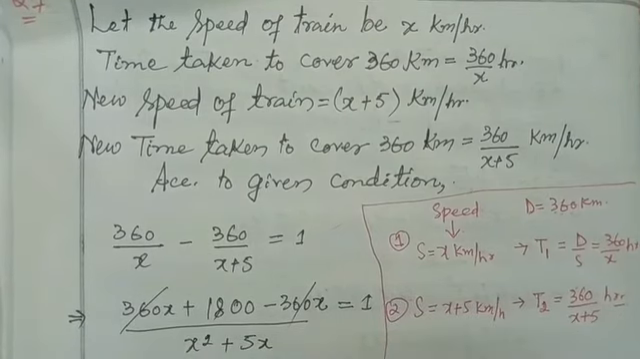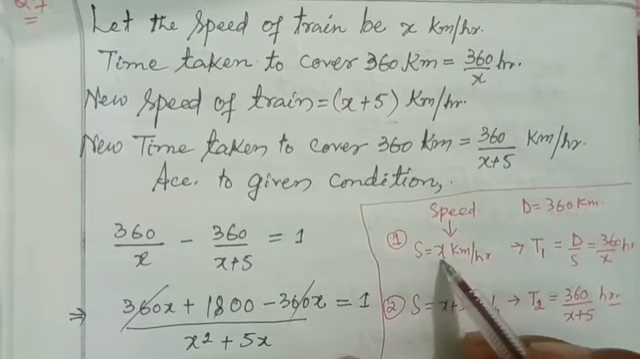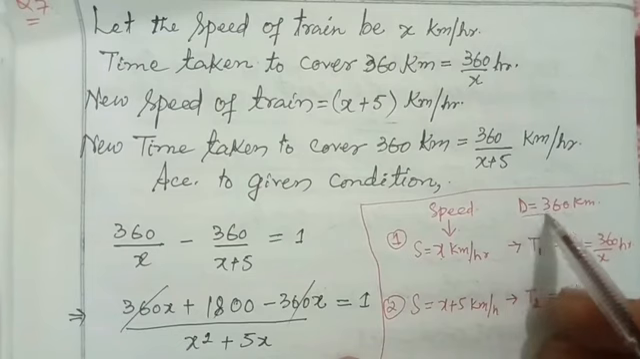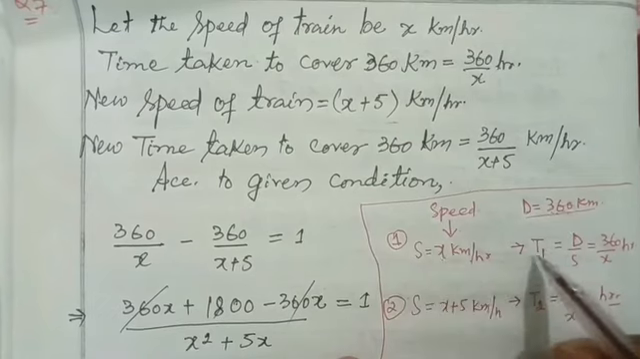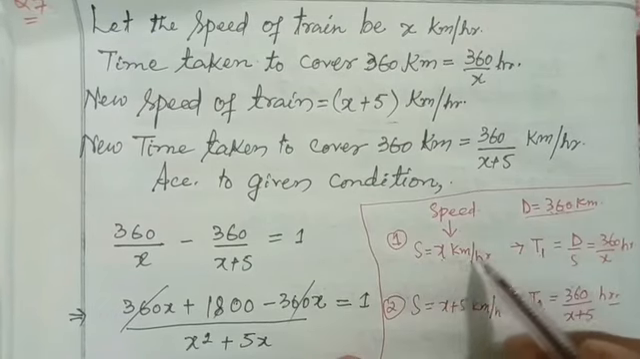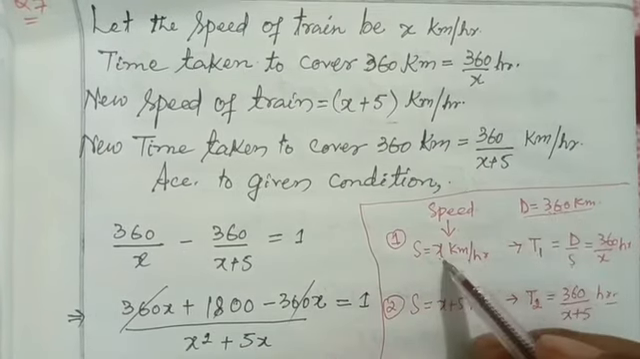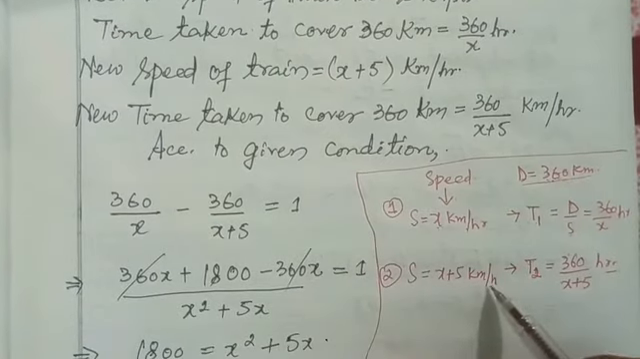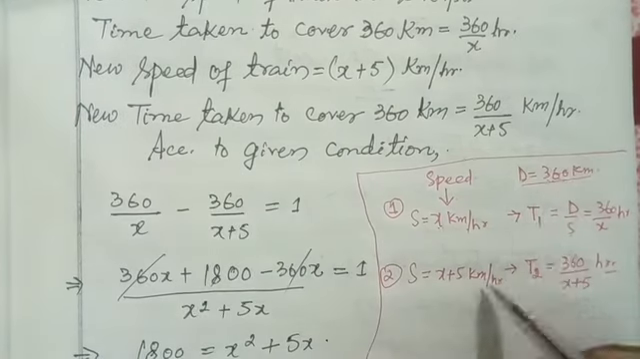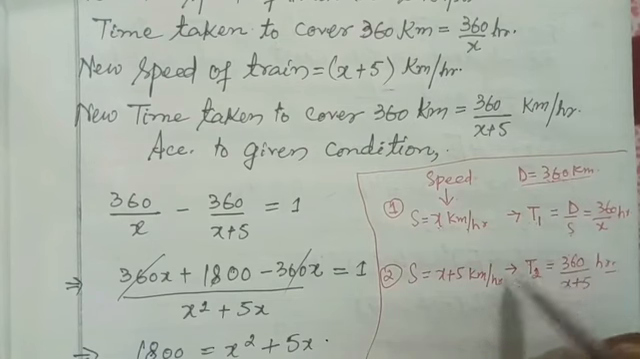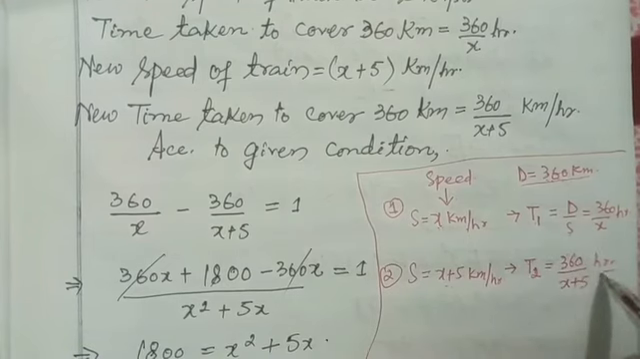Understand, there are two conditions explained in the question. First condition is let speed be x kilometer per hour. Distance is 360 kilometer. So when speed is x and distance is 360, the time required to cover the distance is distance by speed, that is 360 by x. Now when the speed is x plus 5 km per hour, the time required to cover the same distance, that is 360 km, is distance by speed. Distance is 360 and speed is x plus 5.